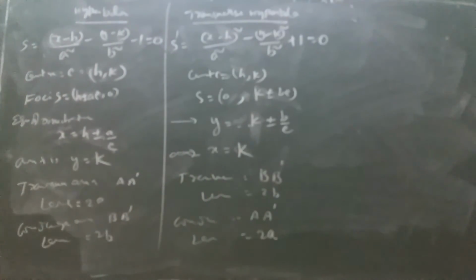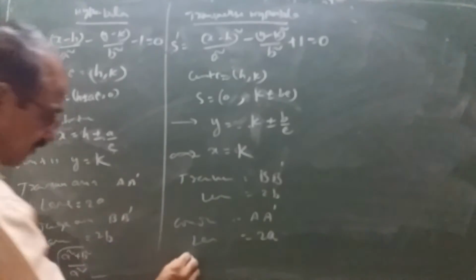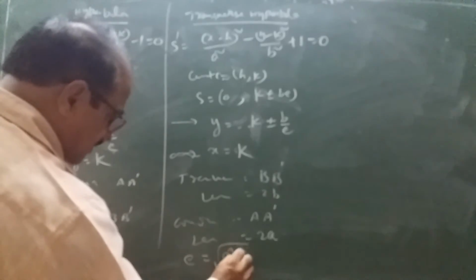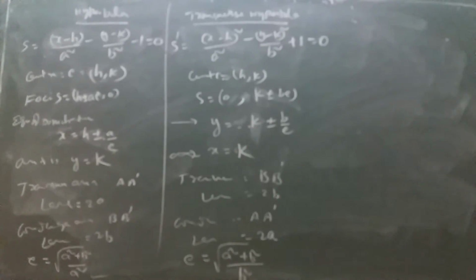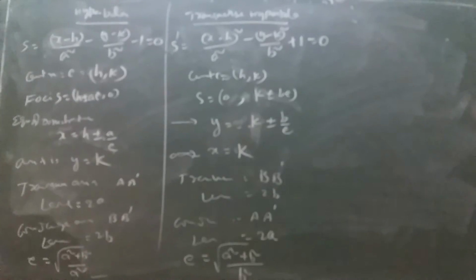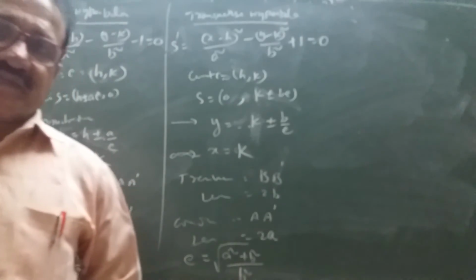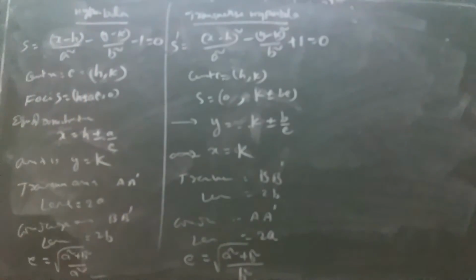Okay. Next thing we have to discuss. In both cases, eccentricity e is equal to root of a square plus b square by a square. But here e is equal to root of a square plus b square by b square. We have to know the difference between these two. In general, for the hyperbola, root of a square plus b square by a square is the formula for finding eccentricity, and root of a square plus b square by b square is the formula for finding eccentricity in the conjugate hyperbola.